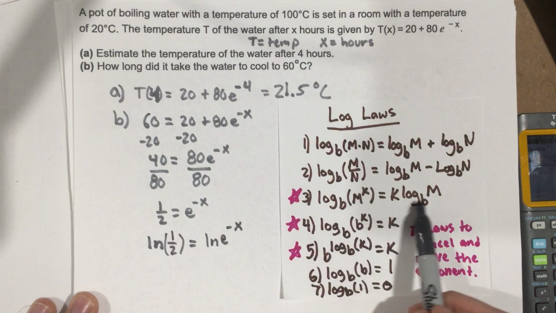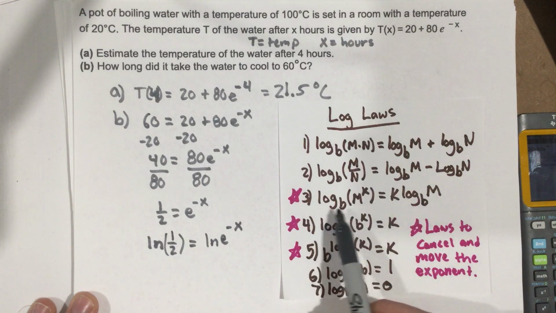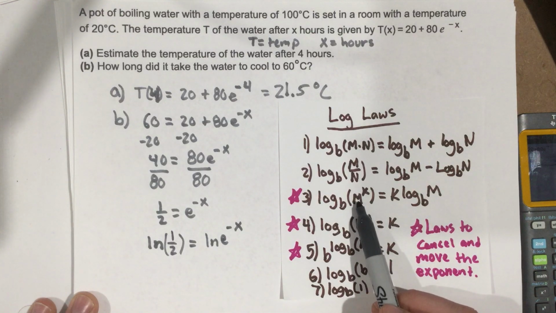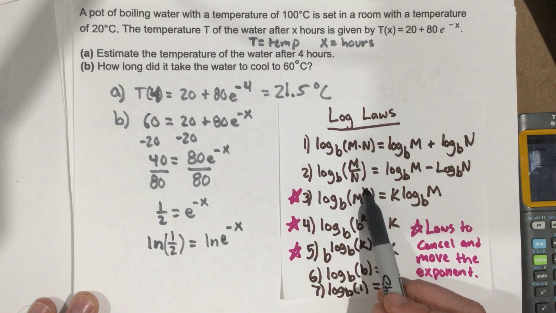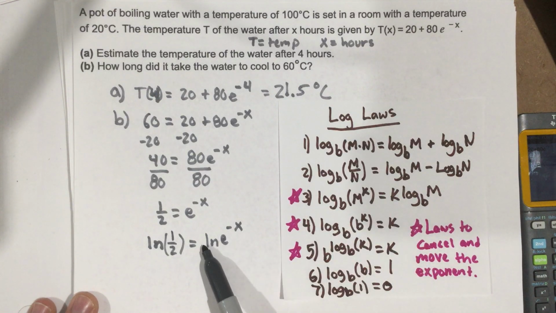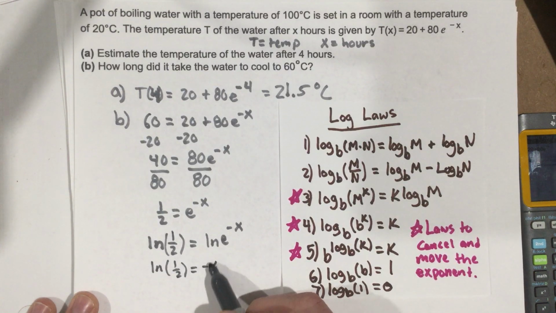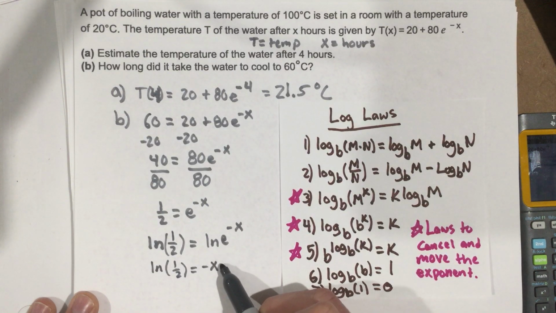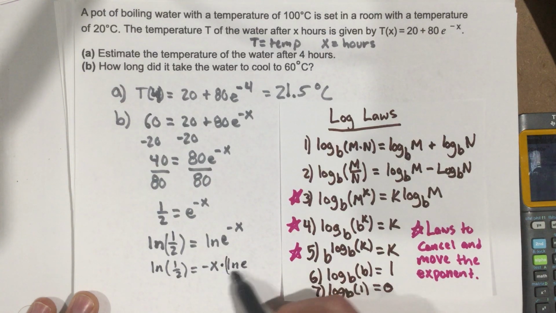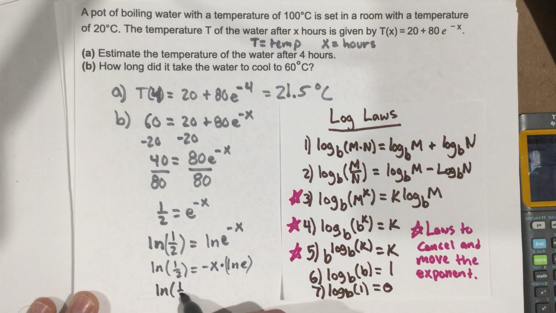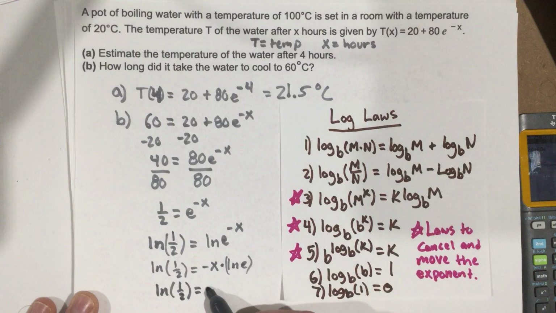But I'm also using this log law, which is if I take log base b of any number raised to a power, that power can come out front. So negative x is going to come to the front. So I get natural log of 1/2 equals negative x, and I'll say times natural log e. Natural log e, right here, log base b of the same thing is 1. So that cancels out, and I'm left with natural log of 1/2 equals negative x.